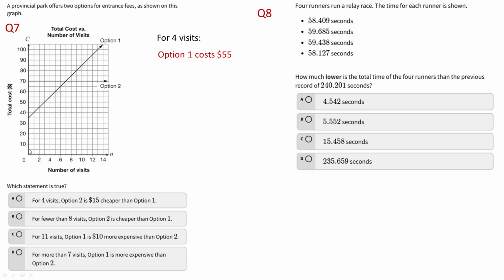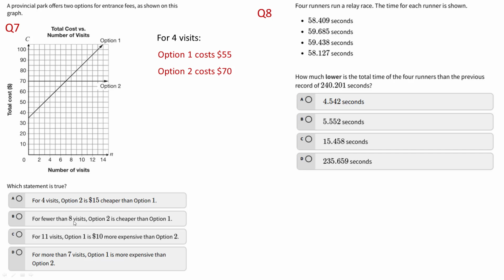Notice each block is 5. 10, 15, 20, like that. And of course, option 2 is the same $70 all the way along. So it says for 4 visits, option 2 is $15 cheaper. Well, option 2 is actually $15 more. So A is not correct.